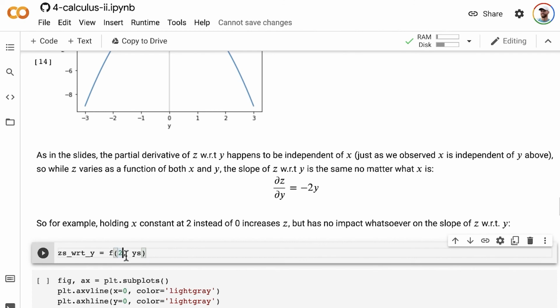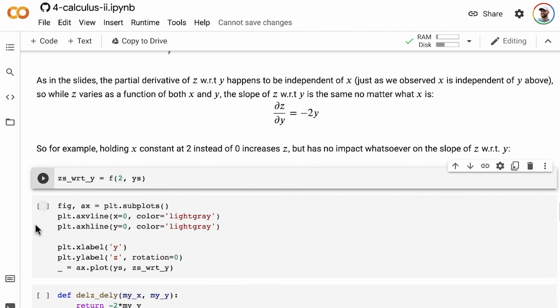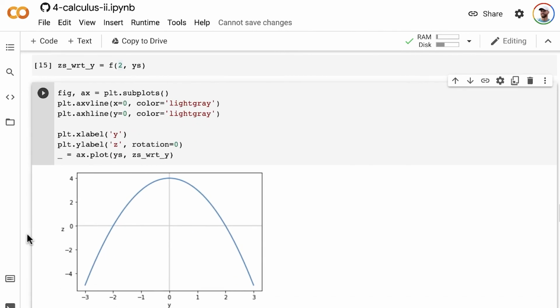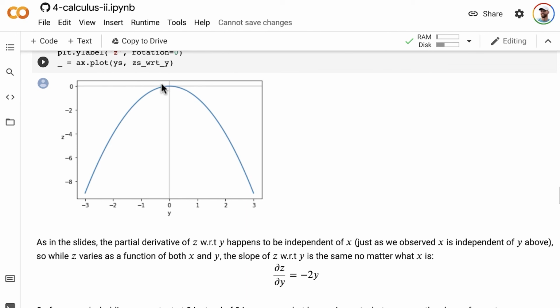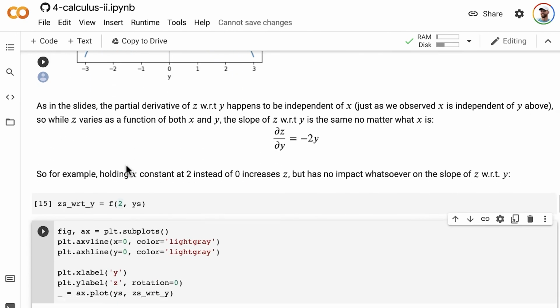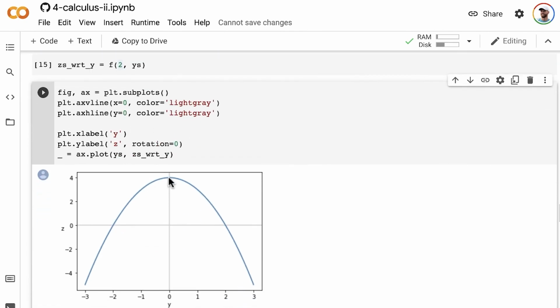So let's now pass a constant value of 2 into our function f and replot the plot from above. We can see that the position of the curve has changed. So instead of the peak being at 0 on the z-axis, that peak is now at positive 4. But the curve, the partial derivative of z with respect to y, is unchanged. It's the exact same curve. It has the exact same slope, rather, even though it's located at a different point.